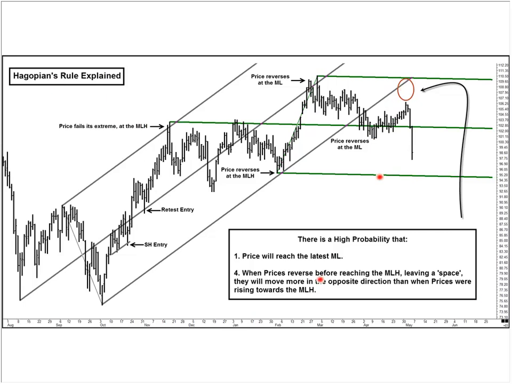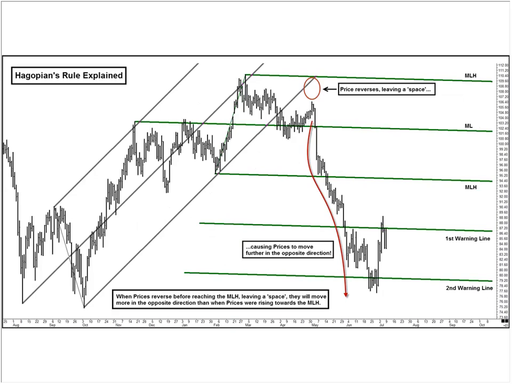When price reverses before reaching the median line or upper parallel, leaving a space, as it did here, price will move more in the opposite direction than it did when price was rising toward its most likely line, in this case, the upper parallel. So you can measure the distance that we moved in this direction, put it to the bottom, and you expect at least that amount to the downside, but you're probably going to get more.